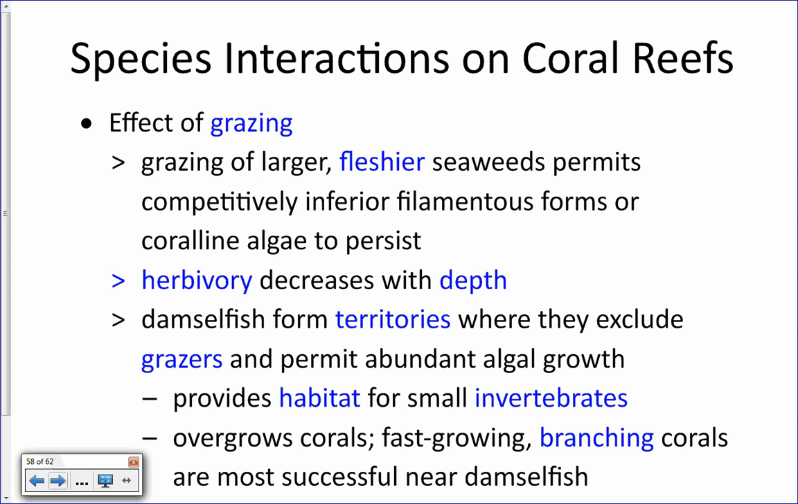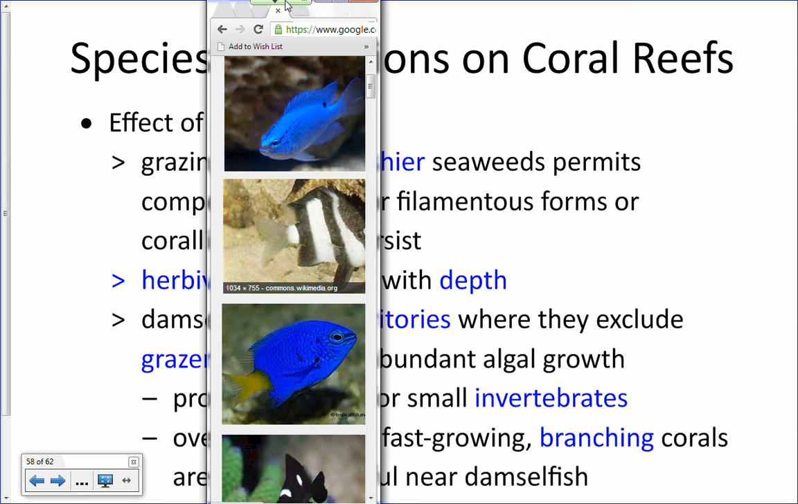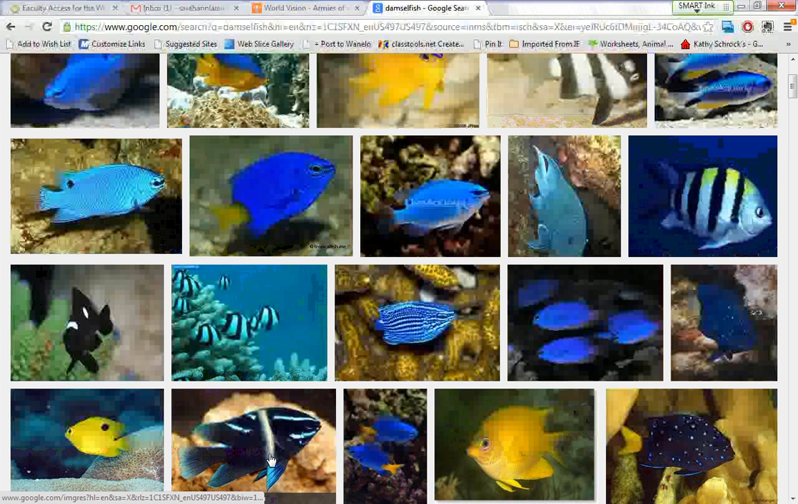Damselfish. Damselfish are really cute. There's lots of different kinds of damselfish. Here are just some different examples for you. But this is what a damselfish will look like. Okay?